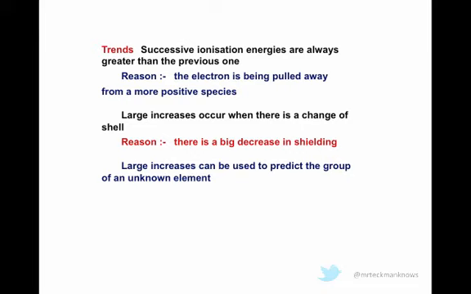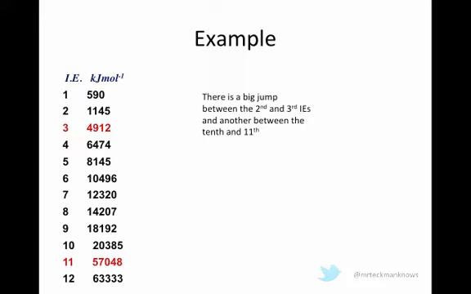We can use large increases in successive ionisation energy to predict the group of an unknown element. This is quite a standard exam question. You look for the big gap. The big gap shows you how many electrons have had to be removed. So let's look at an example of this. So, in this list, there's a big jump between the second and third ionisation energies, and another between the 10th and 11th. I know it's quite hard to look at a table of numbers and work out whether there's been a big jump or not, but I suggest you look at the ratio of increase.